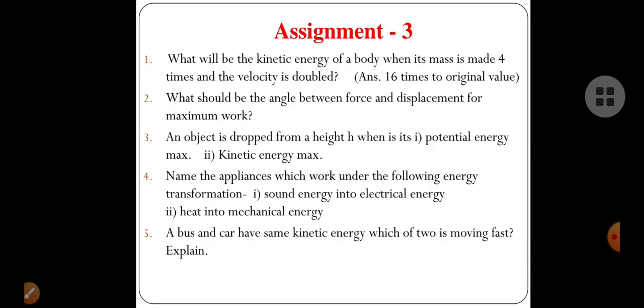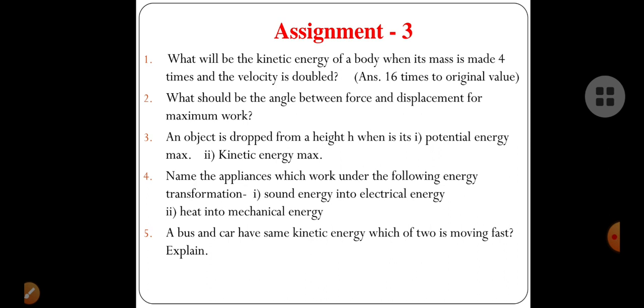Assignment number 3. What will be the kinetic energy of a body when its mass is made 4 times and velocity is doubled? So, as we know, kinetic energy is directly proportional to the mass. If mass is 4 times, so we multiply the value with 4, and if velocity is doubled, kinetic energy is directly proportional to the square of velocity. So 2 square is 4, and 4 into 4, it will be 16 times. So do this question. These type of questions are very, very important as per your exam.